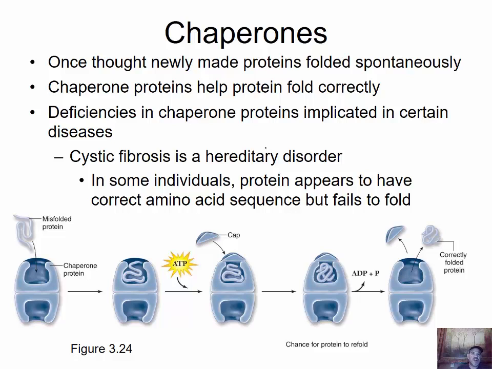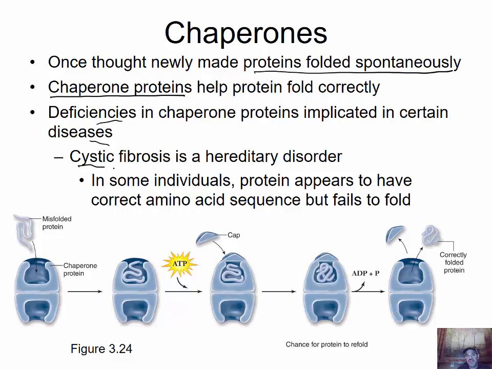Early on, biologists thought that the newly made proteins just folded spontaneously. So once you put the amino acids together, they folded in a spontaneous way and formed the functional protein. It's later discovered that there are other proteins called chaperone proteins that help fold the protein correctly. If we discover that there are deficiencies in chaperone proteins, they actually have been connected to other diseases.